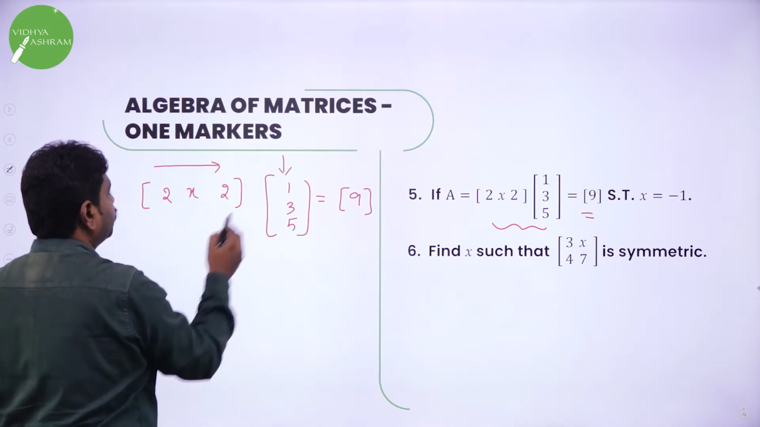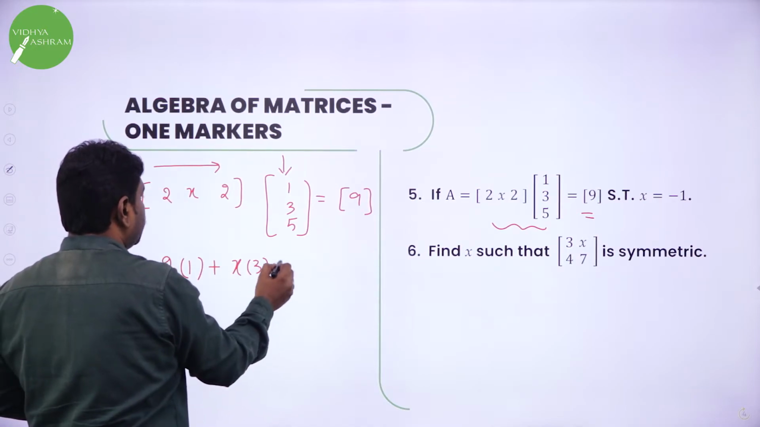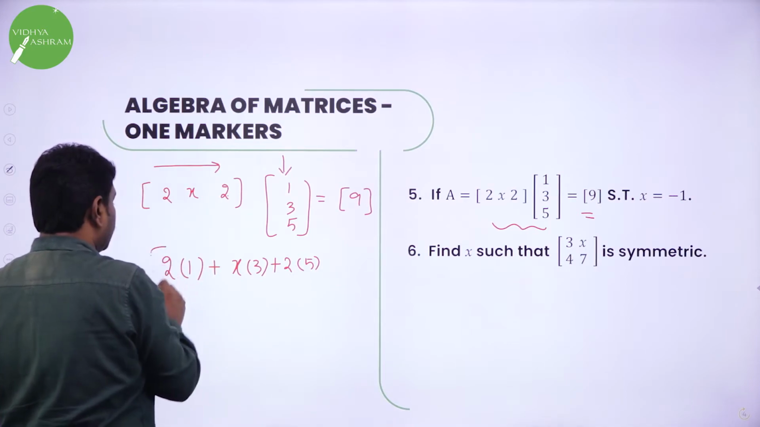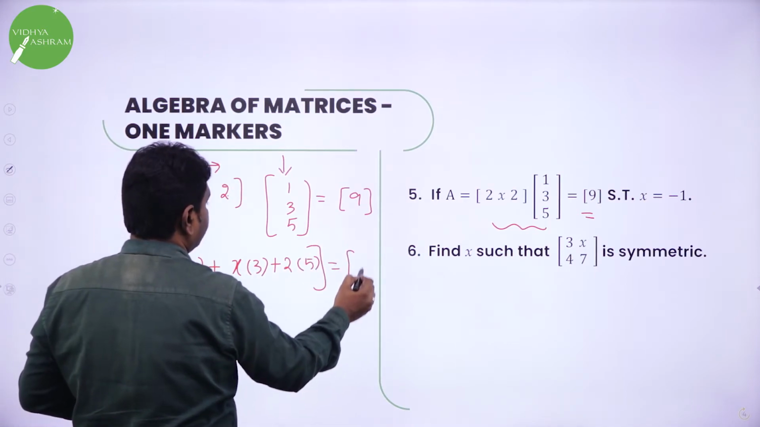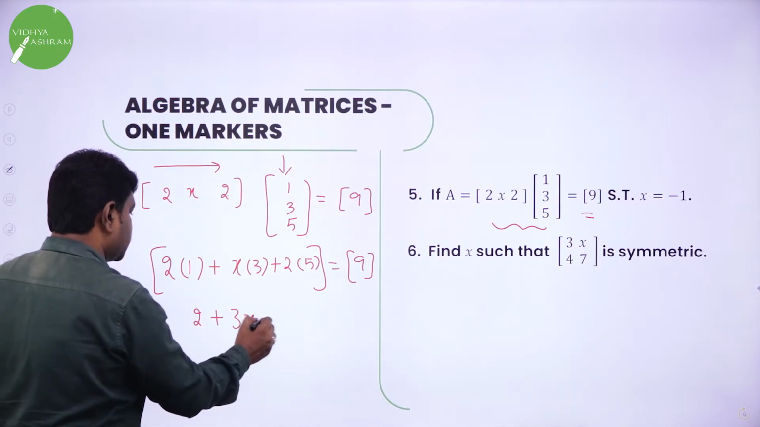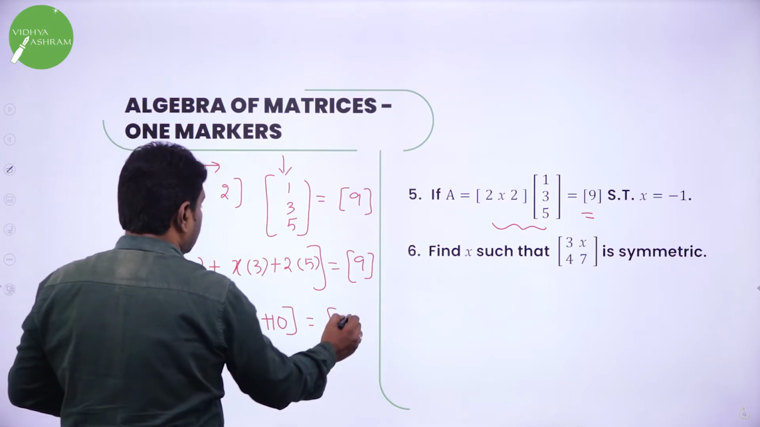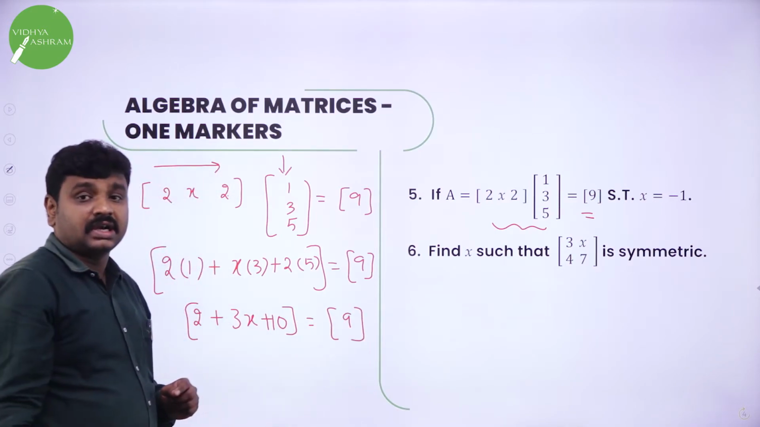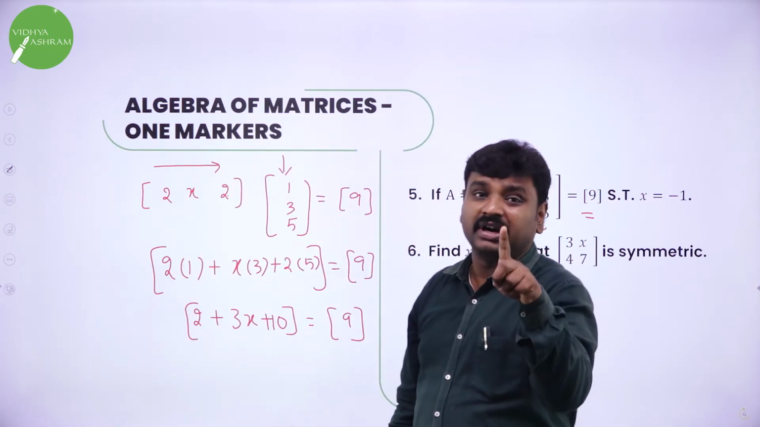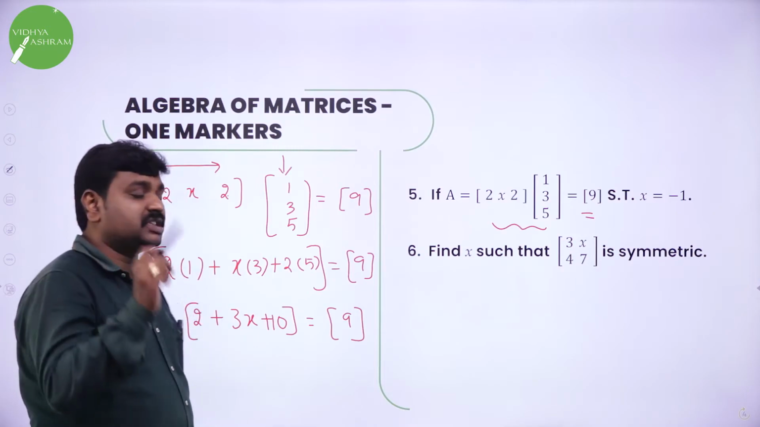First row with first column, that is 2 into 1 plus x into 3 plus 2 into 5. After you multiply, we will get one matrix like this is equal to 9. So, now simplify. 2 plus 3x plus 10 is equal to 9, I got. All of you know equality of matrices. I taught you equality of matrices. Two matrices are said to be equal if they have the same order, and the corresponding elements should be the same.